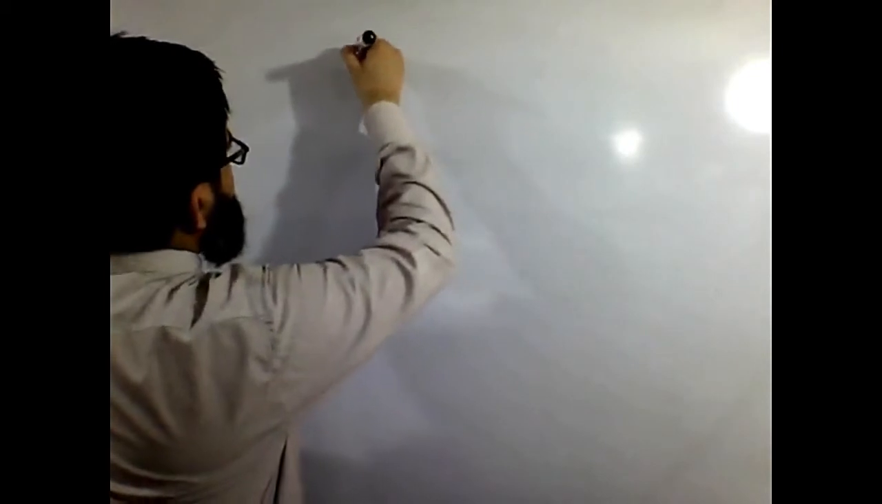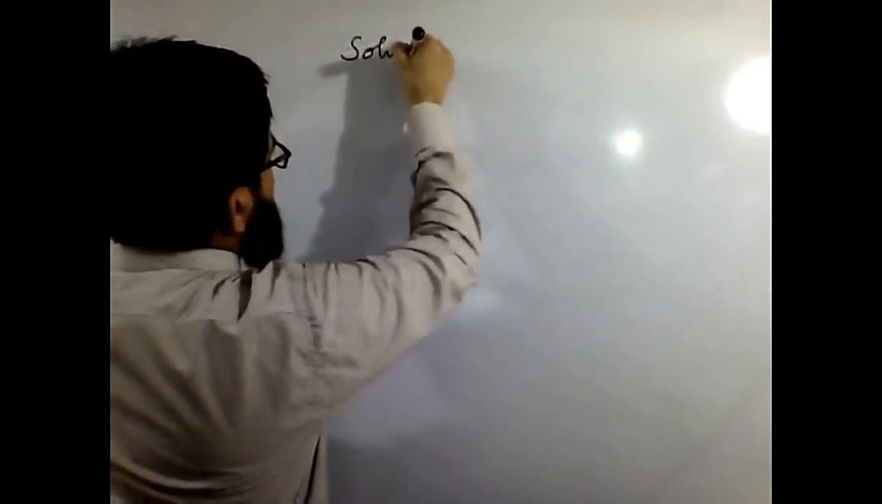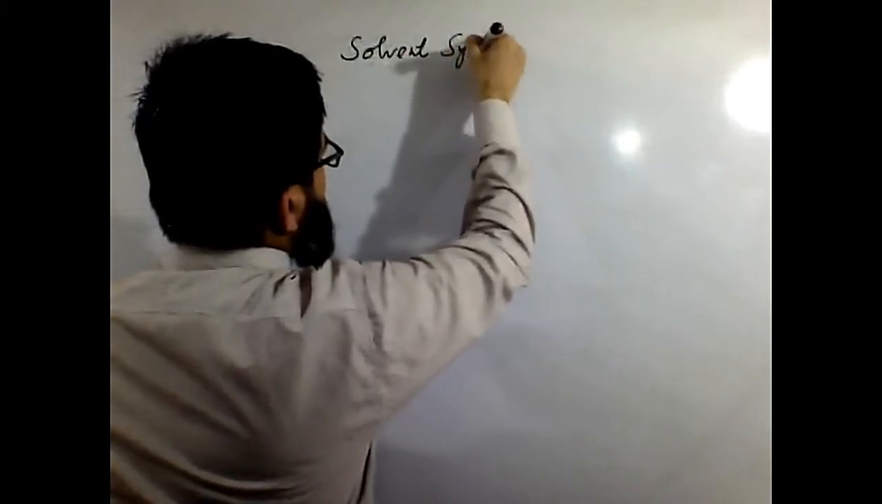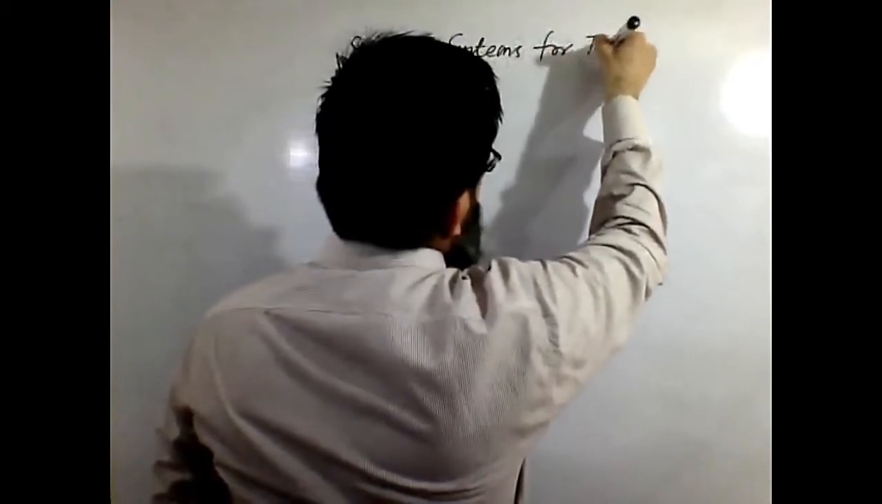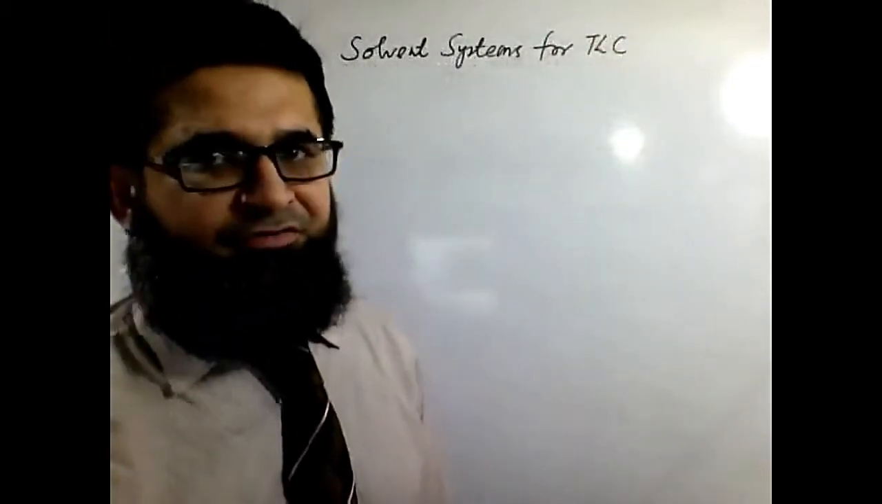Today I'm going to explain that we can have the mobile phase not only like hexane, which is non-polar only. We can use a mobile phase in the form of a system: polar systems, non-polar systems. We can have a mixed system as a mobile phase. So I will write this as solvent systems for TLC, that is thin layer chromatography.